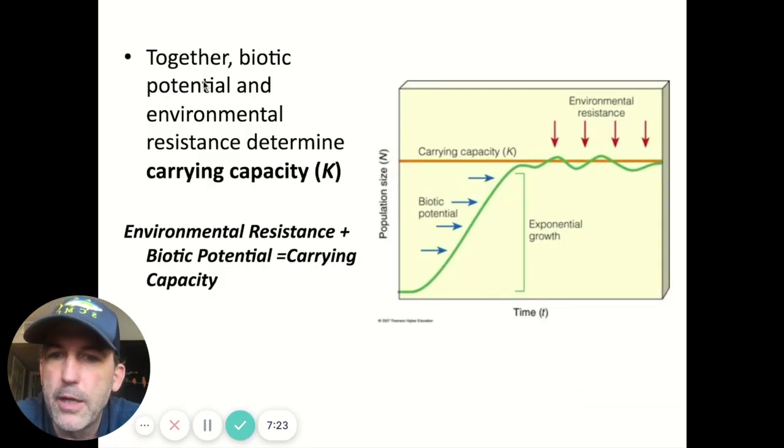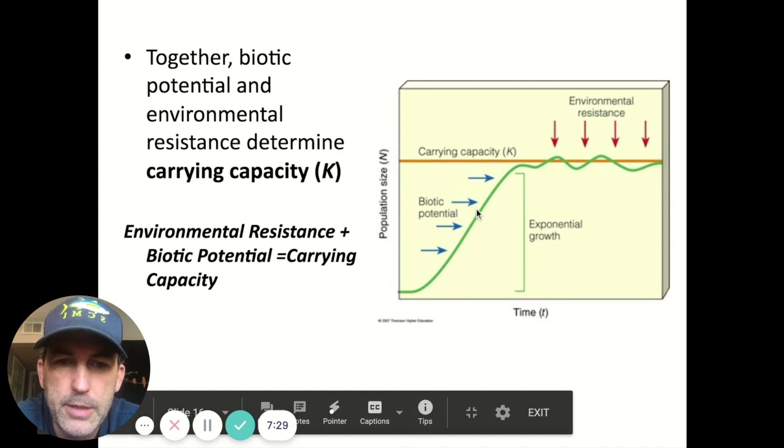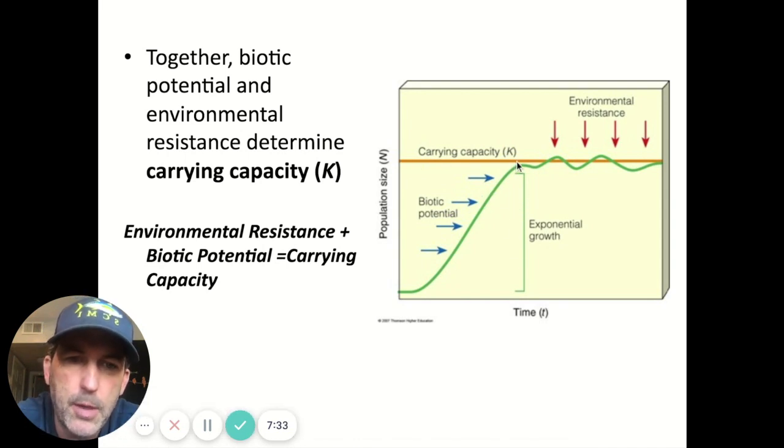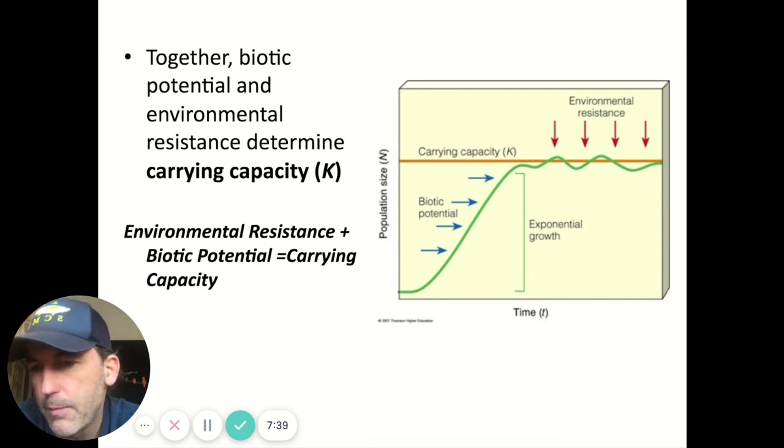Okay, so biotic potential and environmental resistance determine the carrying capacity. So here's biotic potential here. There's this early period of exponential growth. Then the population hits its carrying capacity and may go up and down depending on environmental factors that may be conducive for growth for a period of time, and then sort of work against growth, be negative for a period of time. And this can be things like climate, disease.